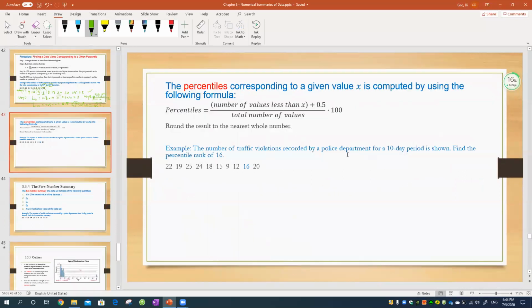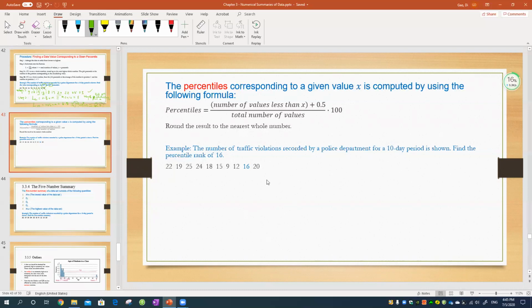And now let's look at the percentile corresponding to a given value x, which is computed by using the following formula. So now we don't want to compute P30 or P65, we just want to look at a value in the data set and know what percentile it is. It's given by this formula: number of values less than x plus 0.5, divided by the total number of values, and then write it as a percentage, and round the result to the nearest whole number.